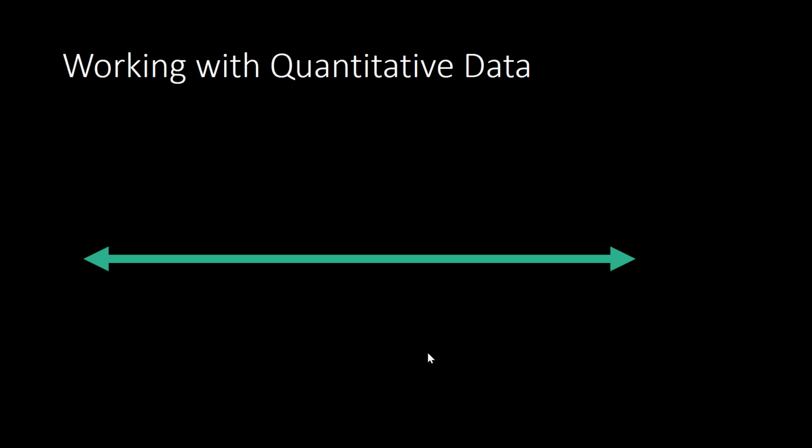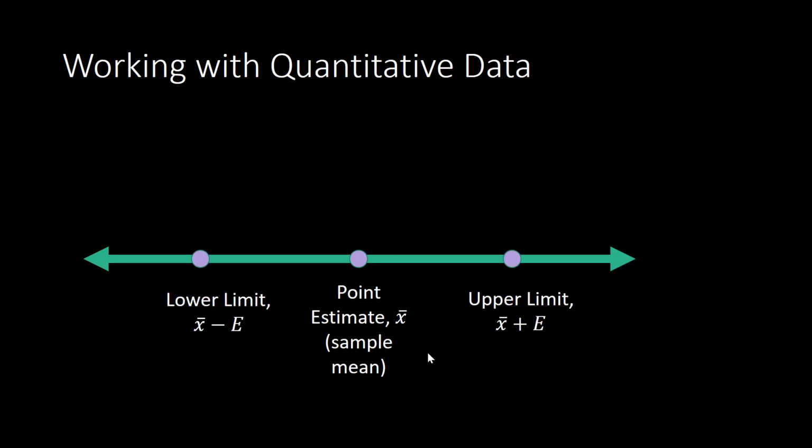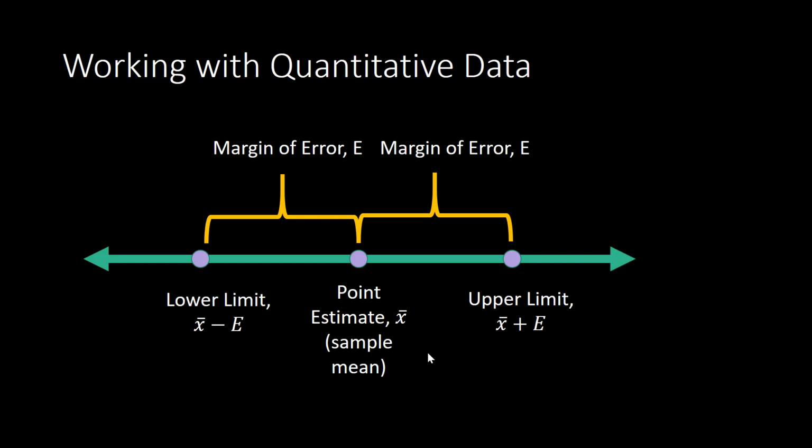What if we're working with quantitative data? Then what will our confidence interval look like? Again, we always start with a number line. This time, we are going to have a sample mean be our point estimate. Remember, x bar represents our sample mean. If you have a set of data, you will have to use technology to calculate the sample mean. If you have a summary of the data, then the sample mean will be given to you. From the point estimate, we will have to calculate the lower and upper limits by subtracting and adding the margin of error. Again, the margin of error is the distance from the lower limit to the point estimate, and then from the point estimate to the upper limit.